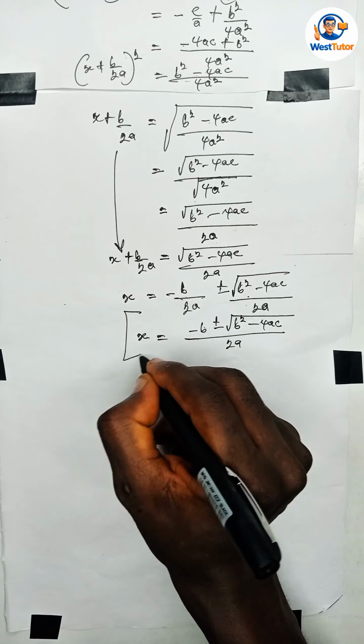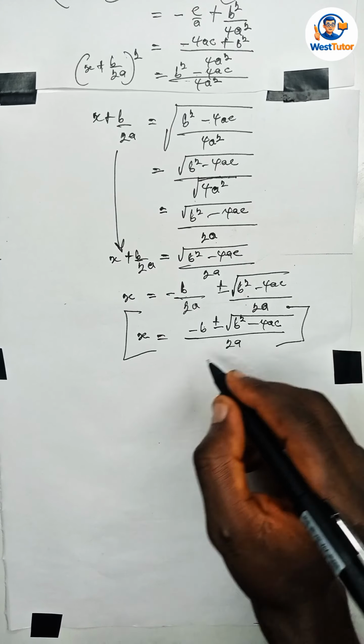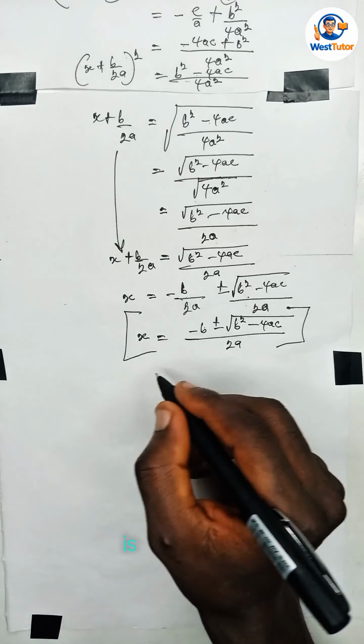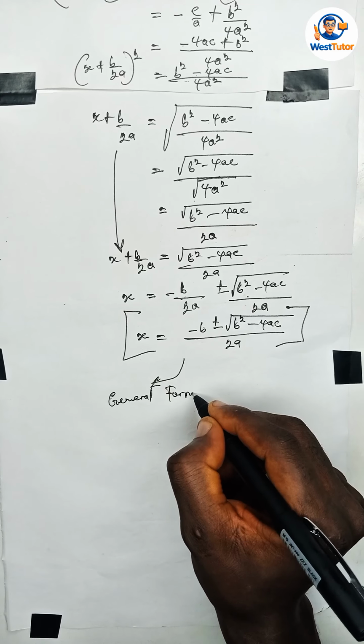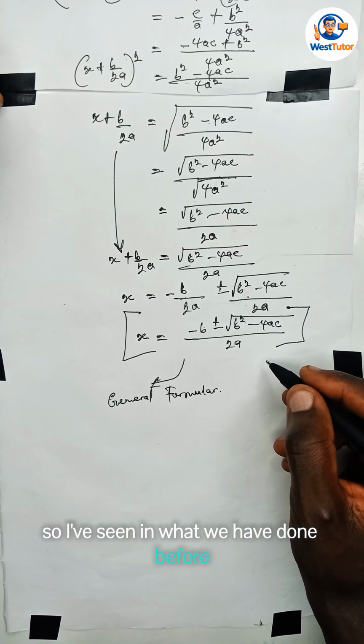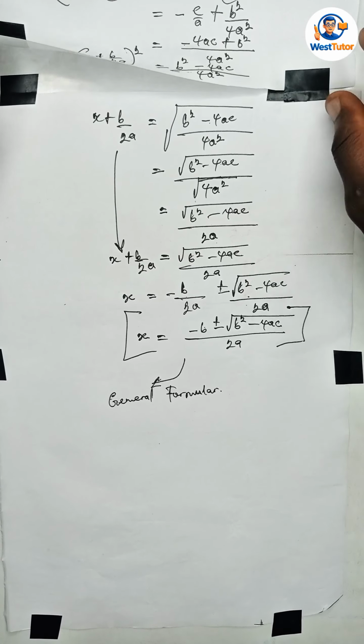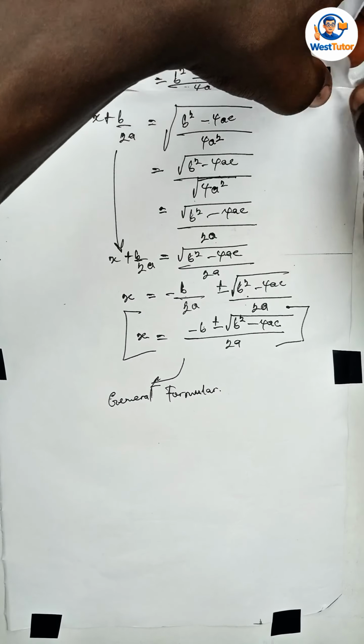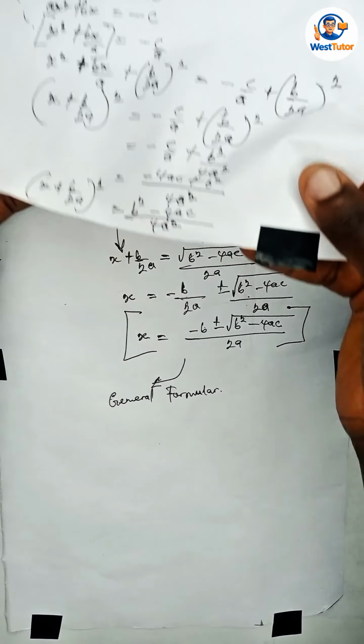Now this here is your general formula, as seen in what we have done before. So I believe, sorry, let me quickly show you. So you can see our final answer, and you can see the general formula before. So you can see the answers are the same.